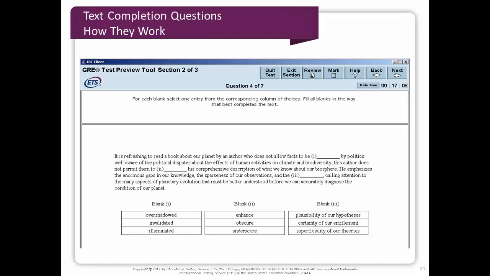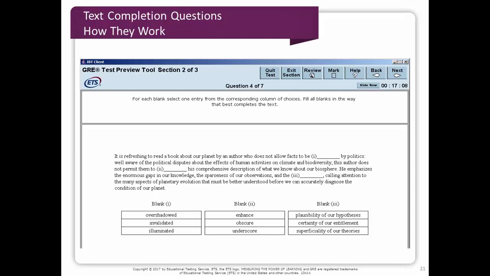It is also rare for facts to be invalidated by politics, as facts are typically validated through research or experience, not by who is currently in power. The best option, therefore, is that the author does not allow politics to overshadow his research. The second choice is perhaps more simple. Enhance can immediately be ruled out for its positive connotations. To underscore something means to support it, and again, the relationship is not supposed to be a supportive one in this case. Obscure carries the necessary negative connotation and thus is the best option.